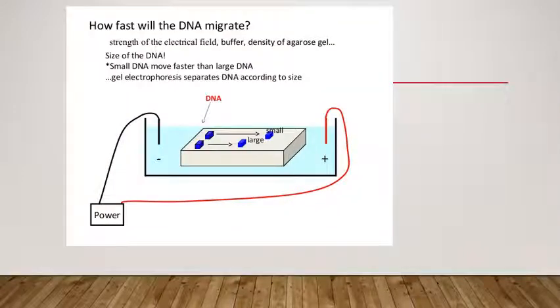You can see here how fast the DNA will migrate. It depends on the strength of the electrical field, the buffer, and the density of the agarose gel. It also depends on the size of the DNA: small DNA moves faster than large DNA. You can see here the large DNA is kept behind, and the small DNA moves faster. According to this, the DNA molecules are separated by size.